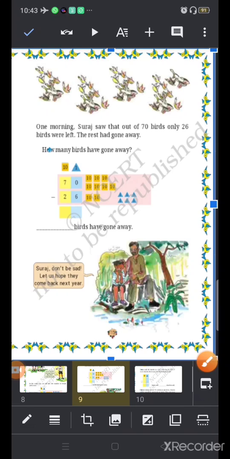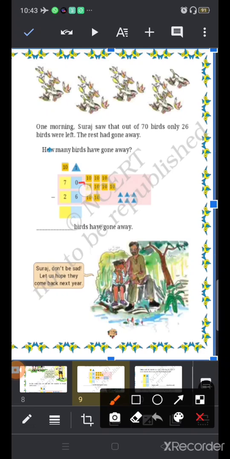Okay. Now, we'll subtract these numbers. First we'll subtract the ones place and then the tens place. So in the ones place, what numbers are given? 0 and 6. We'll subtract 6 from 0. Is it possible? Can we subtract 6 from 0? No. Why? Because 0 is smaller than 6. So what should we do?